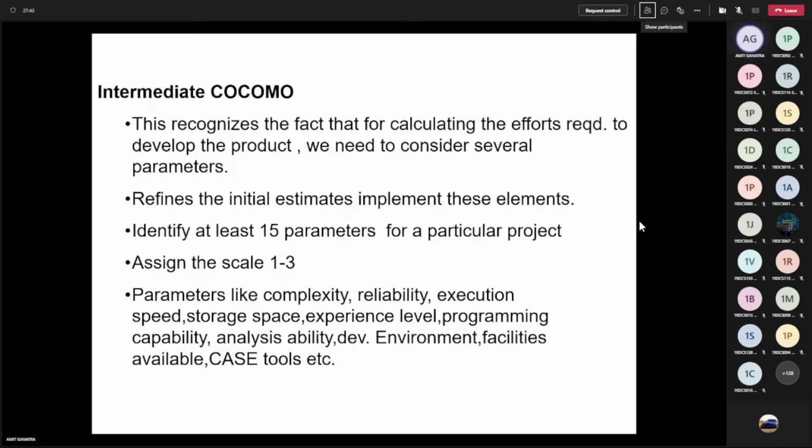COCOMO, then it is considered as intermediate COCOMO. So in basic COCOMO, we never consider all the 15 parameters. Here we have to identify 15 parameters, and then scale the value in the range of 1 to 3. And based on that, we refine the cost we have calculated with the basic COCOMO. We cannot directly jump into intermediate COCOMO unless we do the basic COCOMO. So first we do basic COCOMO, and then refine the cost with intermediate COCOMO by identifying 15 parameters, and assigning the scale based on the requirements of the project given by the client or customer.